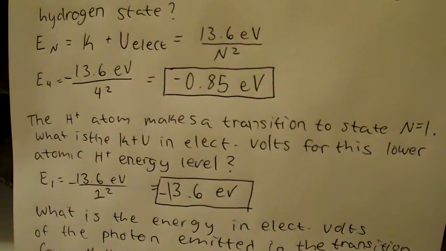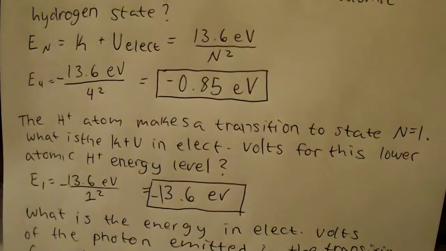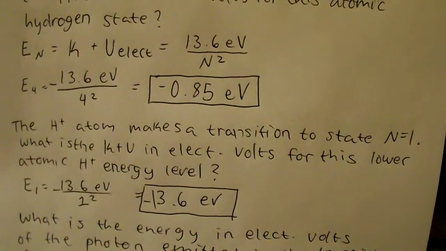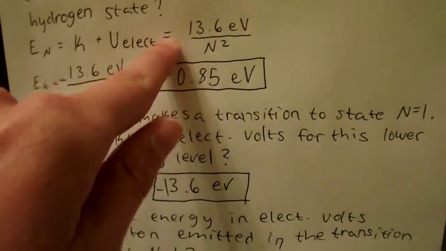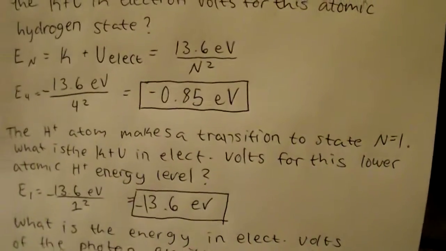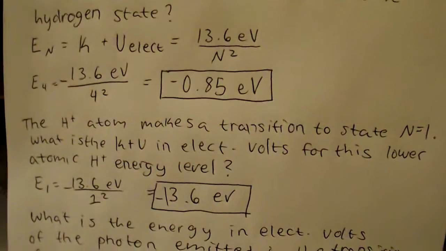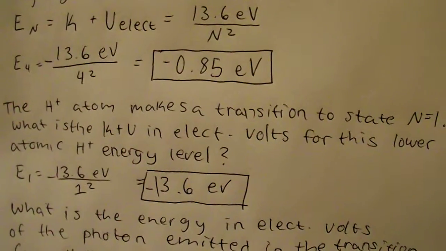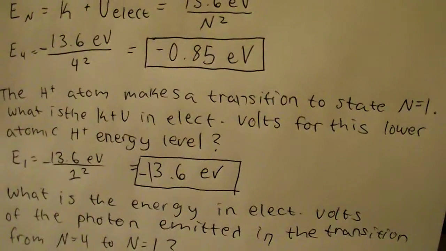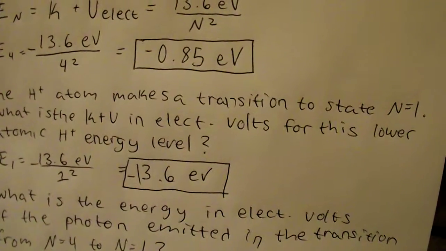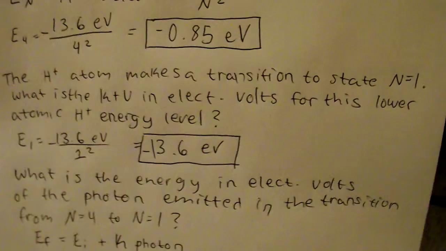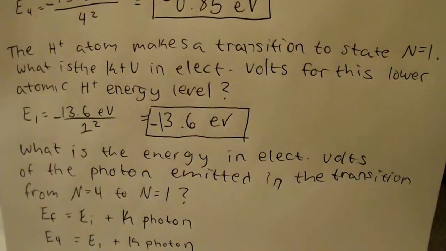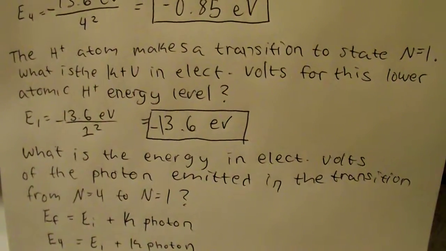So we know that the energy at a specific energy level equals the kinetic energy plus potential energy, and that equals negative 13.6 electron volts over n squared. So we just plug in 4 since we're at energy level 4, and we get negative 13.6 over 4 squared, which equals negative 0.85 electron volts.